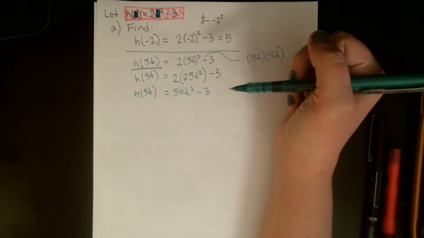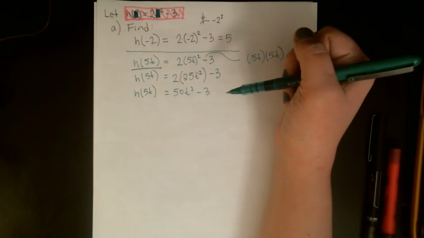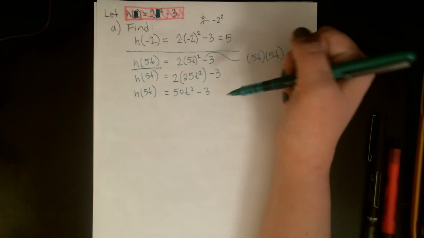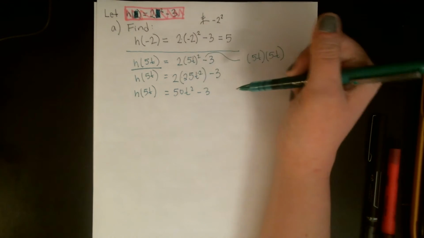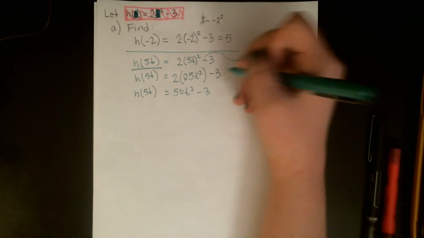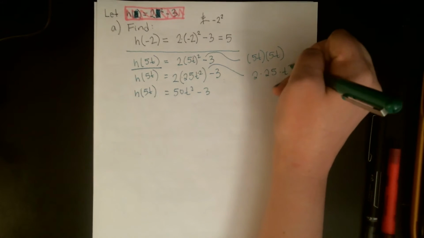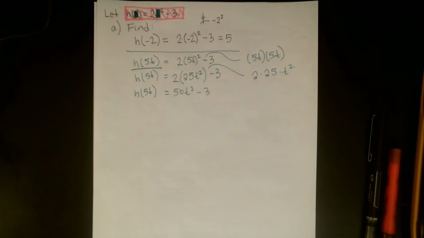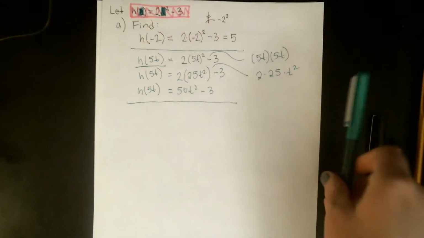Remember that distributive property says if you're multiplying something by a sum or a difference, you can multiply the two terms in the sum or difference individually. There's no sum or difference here, so there's no need to multiply. This is just like saying 2 times 25 times t squared, and there's no reason to multiply the t squared and the 25 by 2. We would just say 2 times 25 is 50, which then still needs to be multiplied by t squared. So this is my answer, and I don't want to go any further than that.